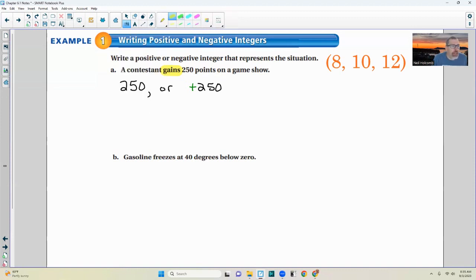All right, now the next one we're going to do is B. It says gasoline freezes at 40 degrees below 0. All right, so again, we have the number 40, but the words below 0 mean negative. Okay, so negative 40. All right, so now you should be able to do problems 8, 10, and 12 in your exercises.